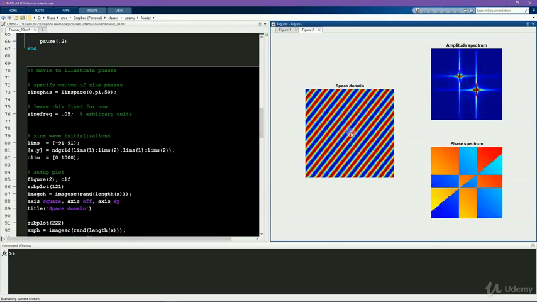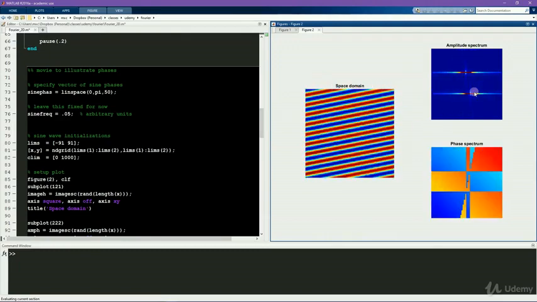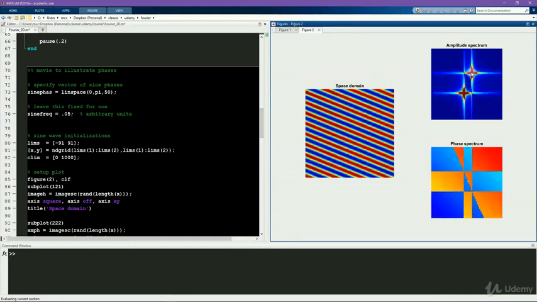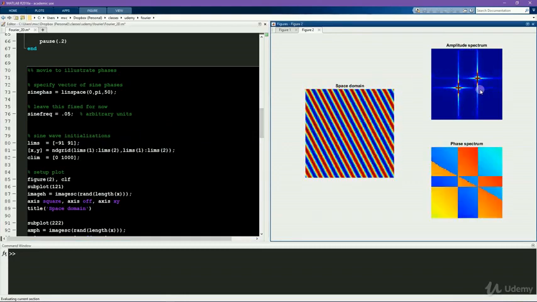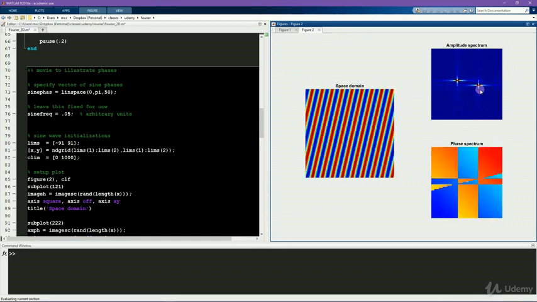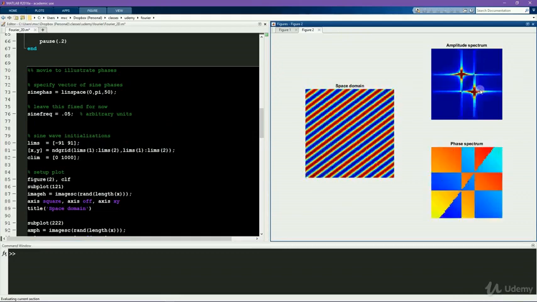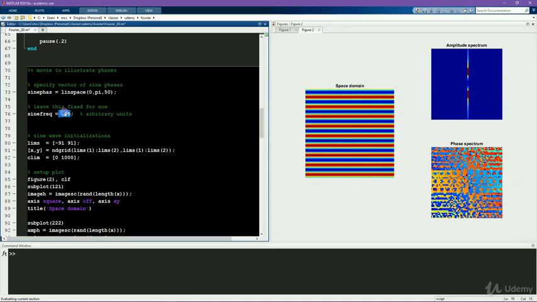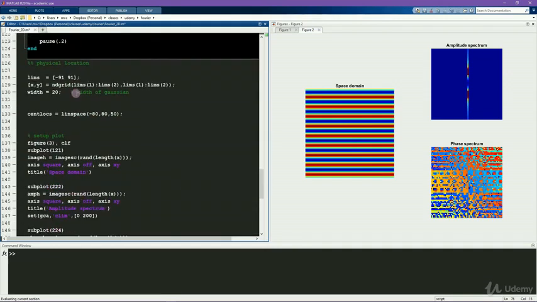Now notice what's happening in the amplitude spectrum. The distance from the origin to the peaks is staying the same, but the angle relative to the origin is changing over time. So this experiment is complementary to the previous experiment. Again, I encourage you to pause the video and rerun the code with different values of spatial frequency and different sine phases. The third experiment is all about spatial location.